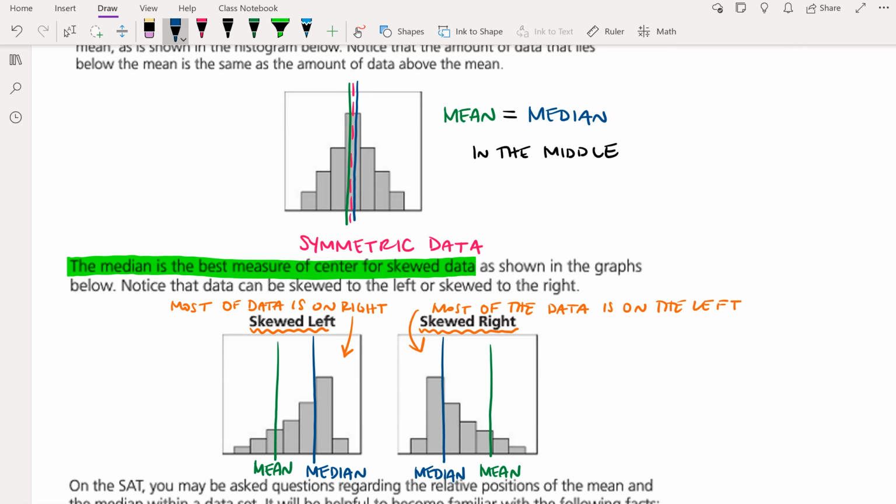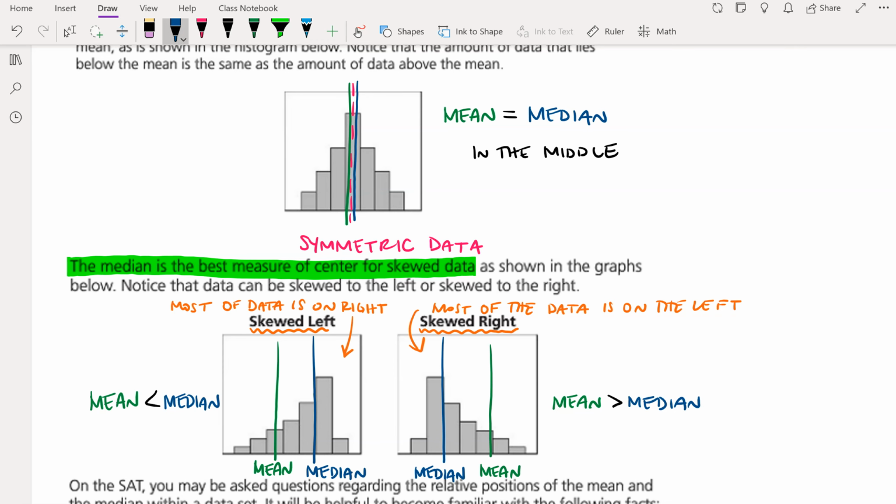Okay, so let's make a note to ourselves now. For skewed left data, the mean is less than the median. And remember, you can think of these things as arrows. This less than symbol is like an arrow pointing to the left. So the mean is on the left of the median, right? It's left of the median. And then on skewed right, the mean is greater than the median.